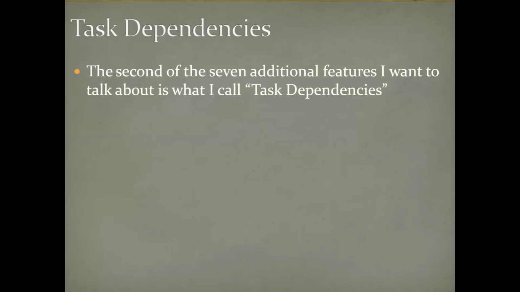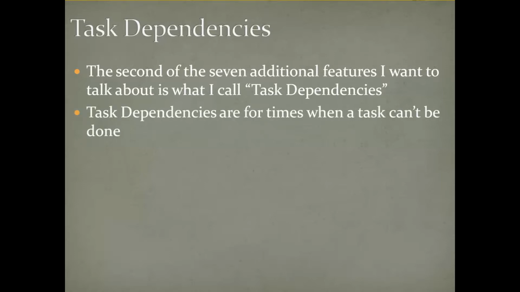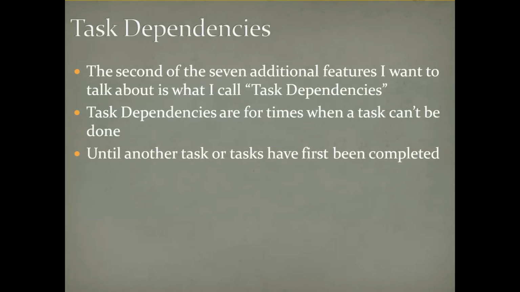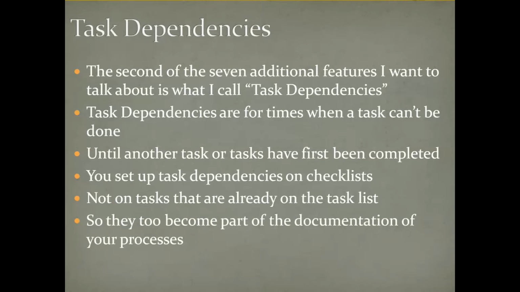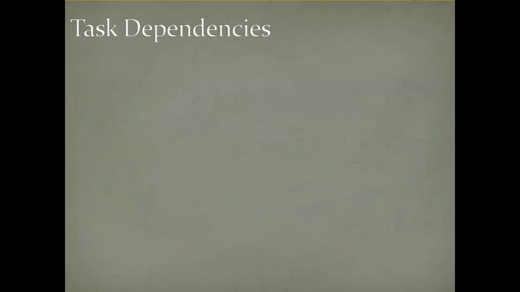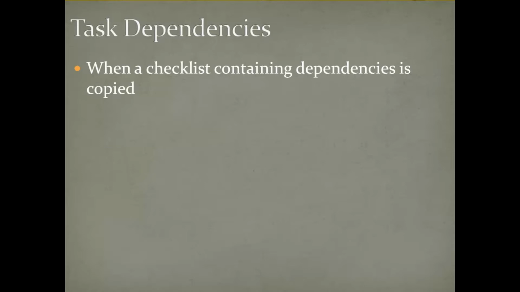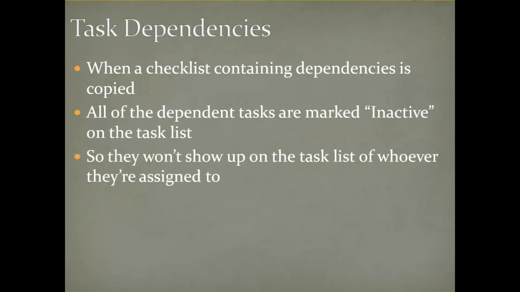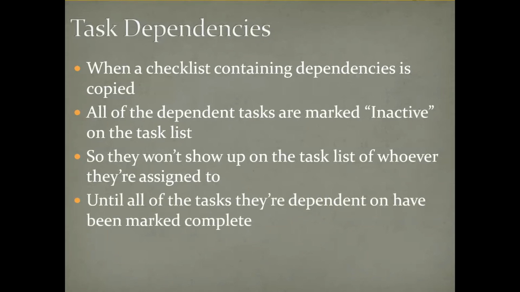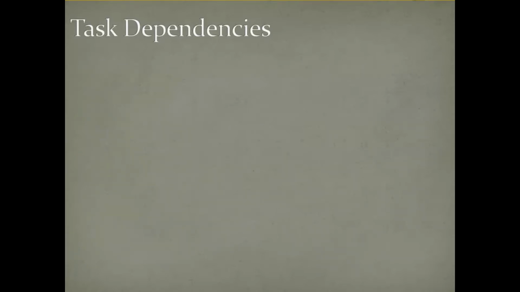So the second of the 7 additional features I want to talk about is what I call task dependencies. Task dependencies are for times when a task cannot be done until another task or tasks have first been completed. You set up task dependencies on your checklist, not on tasks that are already on the task list, so they too become part of the documentation of your processes. When a checklist containing dependencies is copied, all of the dependent tasks are marked inactive when they're added to the task list. So they won't show up on the task list of whoever they're assigned to until all of the tasks they're dependent on have been marked complete and they're activated by the application.